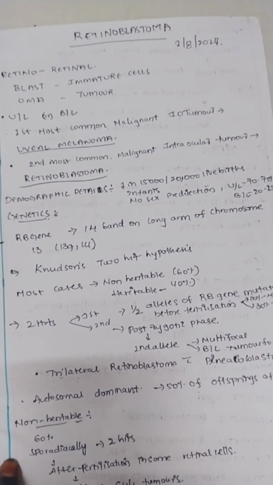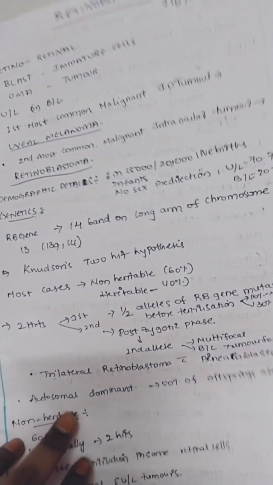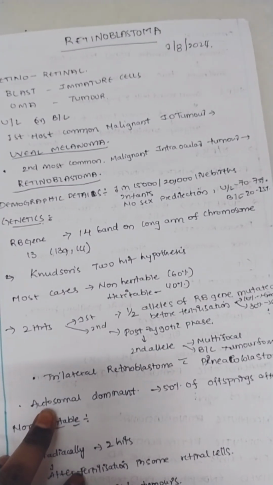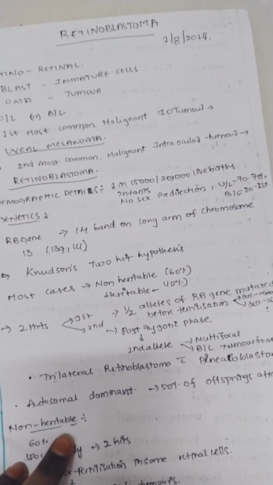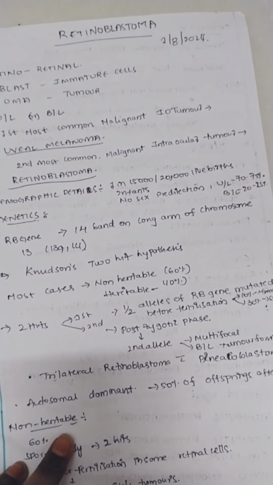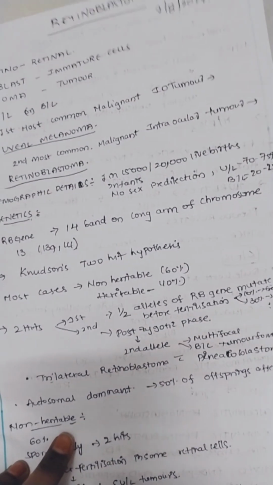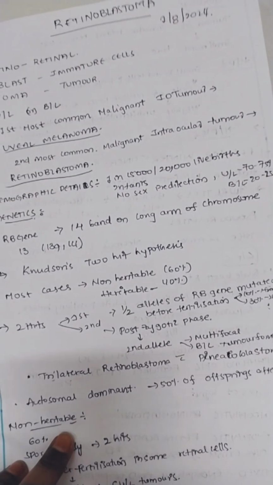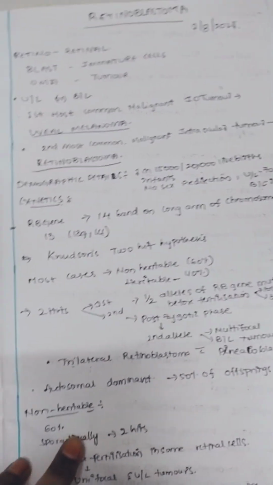The most common malignant intraocular tumor is uveal melanoma. After that it is retinoblastoma. So you should ask demographic details like age: it is more common in infants, like 1 to 3 years. Males and females are equally affected by retinoblastoma. Unilateral is more common than bilateral.